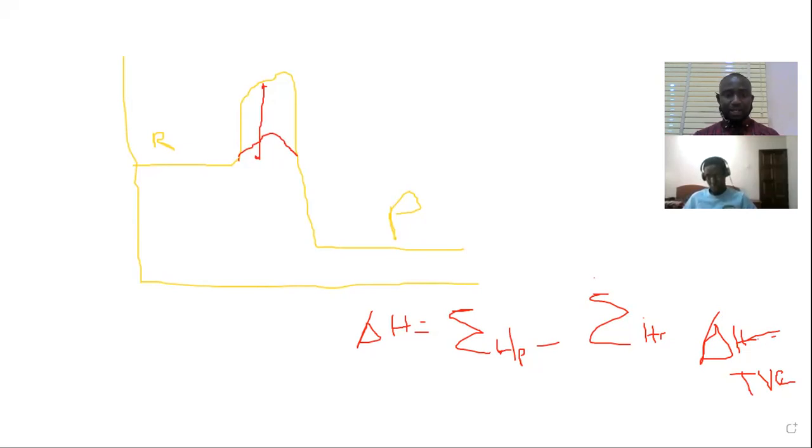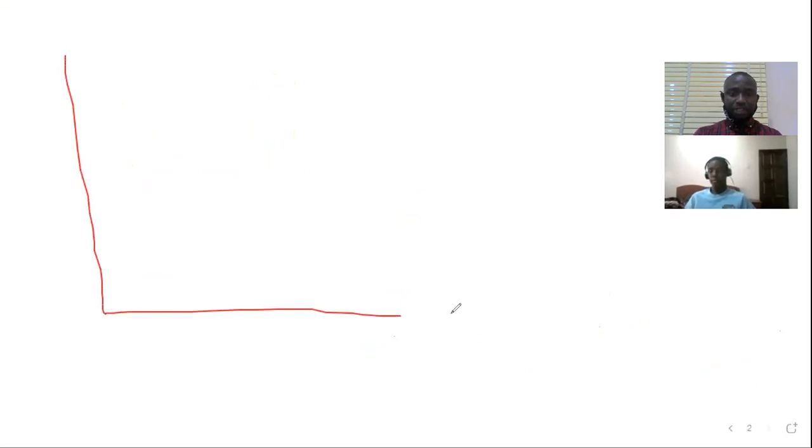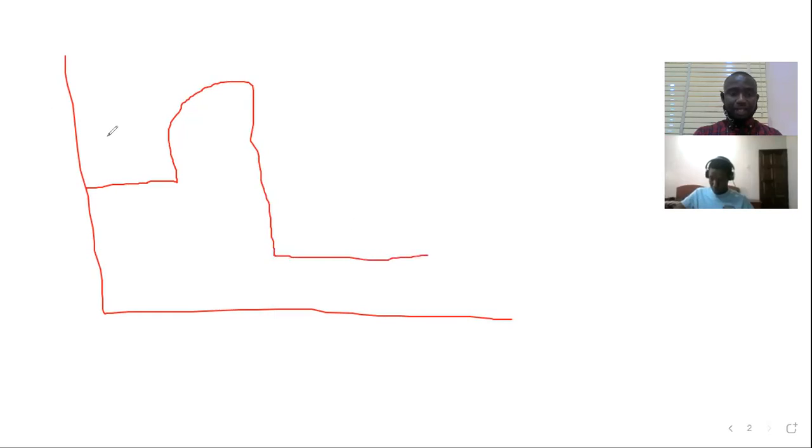Remember, like we said, one of the things about an endothermic reaction is that the product is always higher than that of the reactant. So if you are drawing the diagram for that, we should be having something of this nature, with this standing as the product, and then this standing as the reactant. You can see it like that.